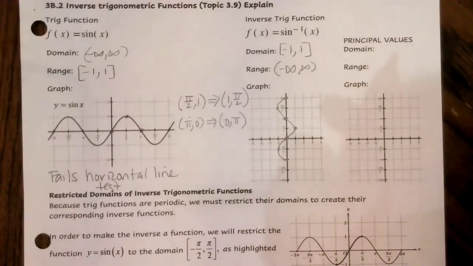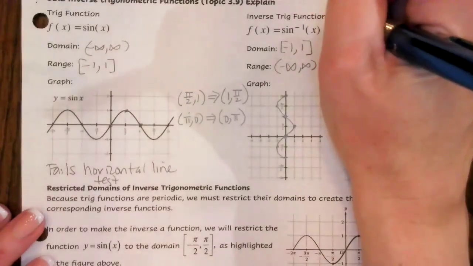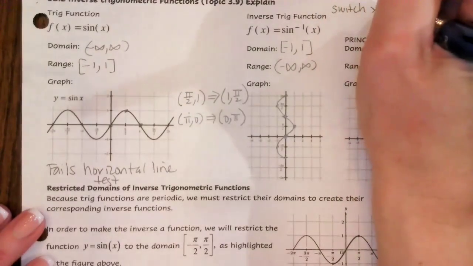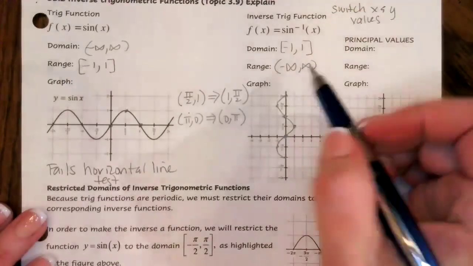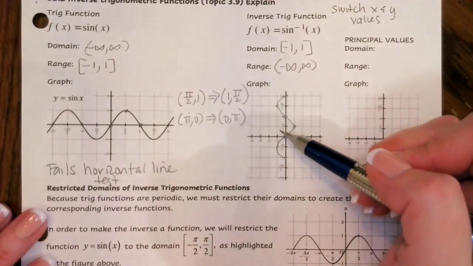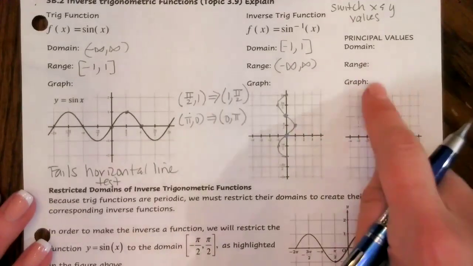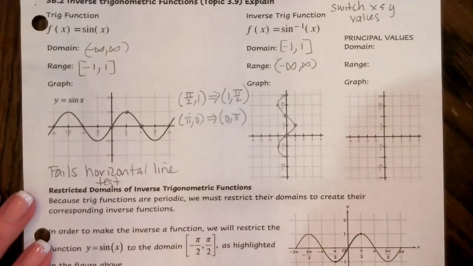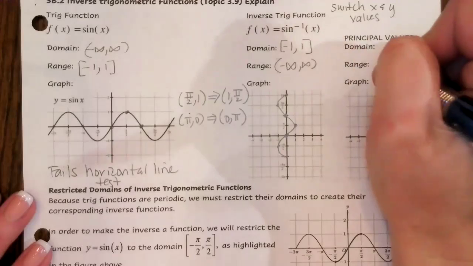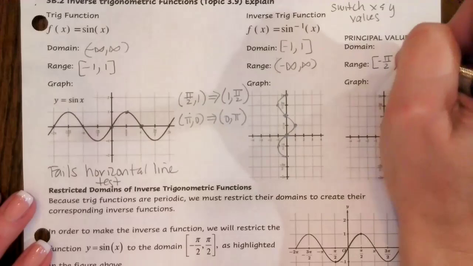And so we get this graph. We said that one doesn't work. So we switched our x and our y values to get the inverse. But this here is not a function. Each input value does not have exactly one output value. So we need to restrict our domain and focus only on the principal values. On our exploration, we found those values were from negative pi over 2 to pi over 2.